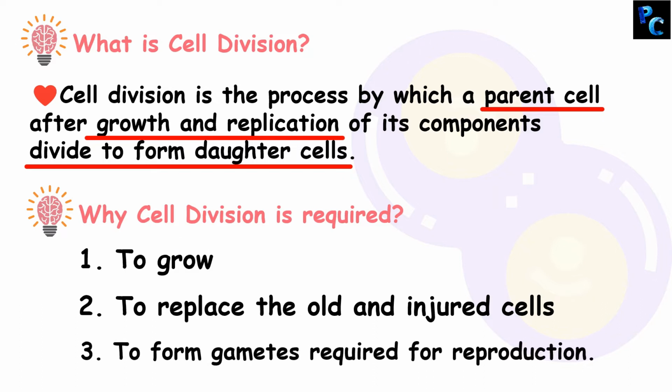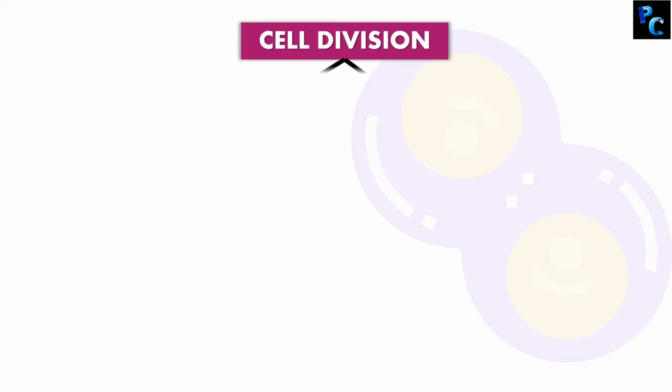This is because your cells have divided and replaced the old and damaged cells. And thirdly, to form gametes required for reproduction. Gametes are required for reproduction. So, cells divide in a special manner and form gametes which help in the process of reproduction. Cell division is of two types, mitosis and meiosis. We will learn about them now.